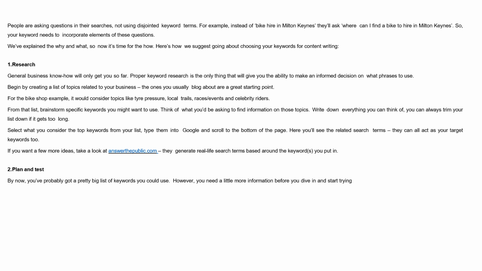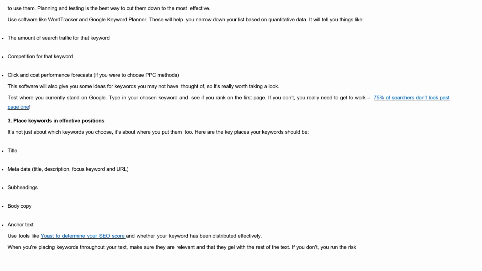Plan and test. By now you have probably got a pretty big list of keywords you could use. However, you need a little more information before you dive in and start trying to use them. Planning and testing is the best way to cut them down to the most effective. Use software like WordTracker and Google Keyword Planner. They will help you to narrow down your list based on quantitative data.